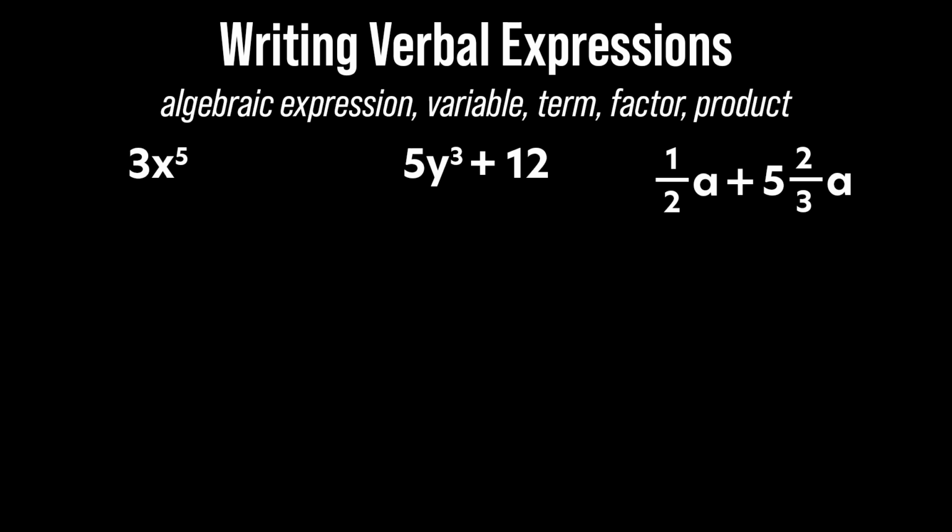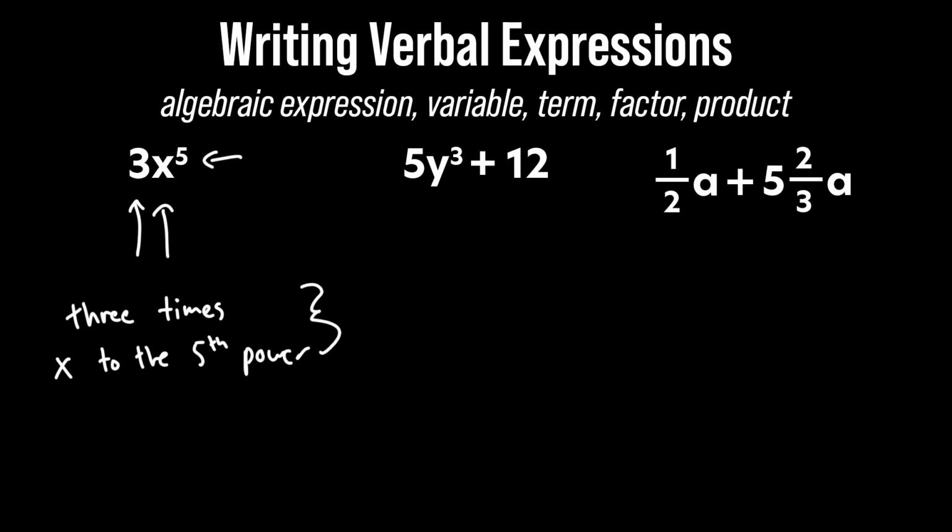So in this lesson, what we're trying to do is write verbal expressions. So take these expressions and write them in terms of words. So let's now try these problems. We have 3x to the fifth power. So if we put this into words, we can say this is 3 times x to the fifth power. This is how you write this expression in terms of words. We're multiplying 3 with x, which is raised to the fifth power.